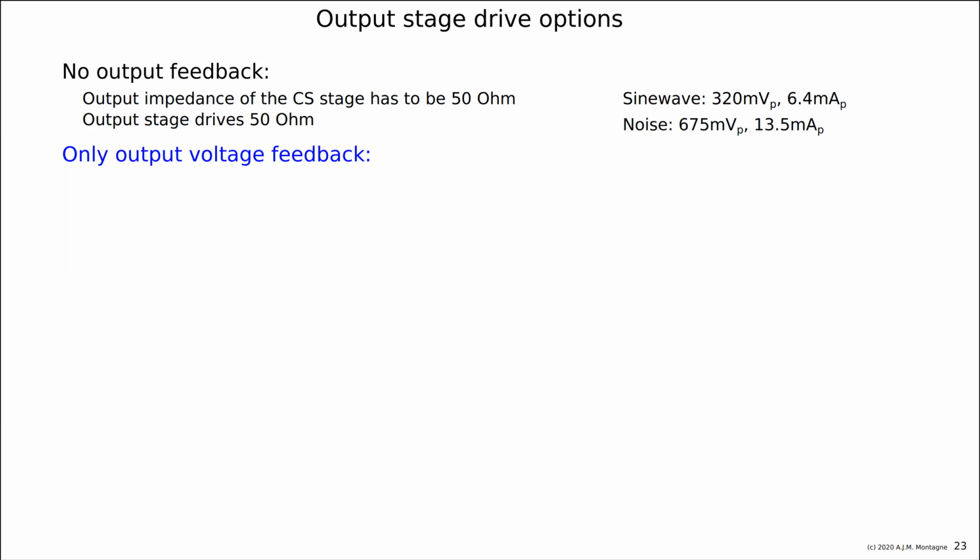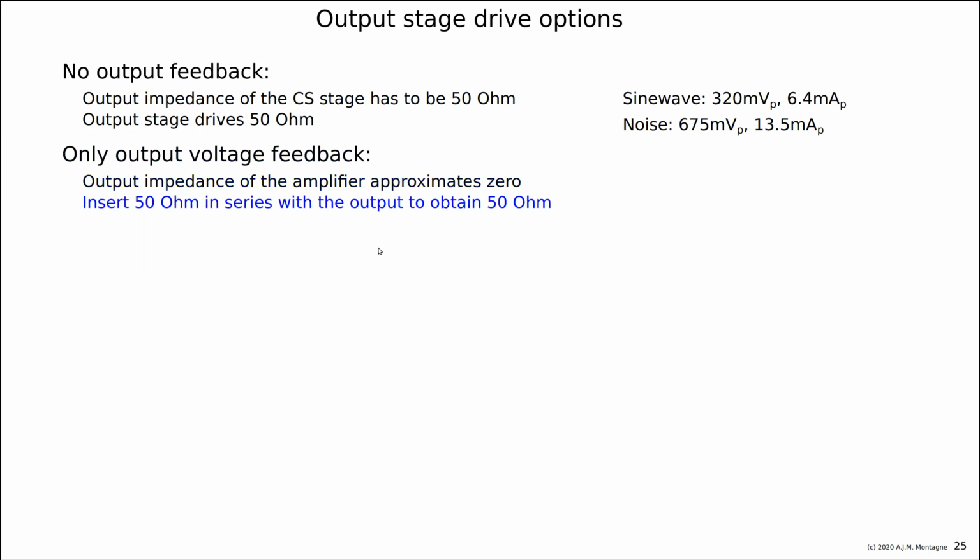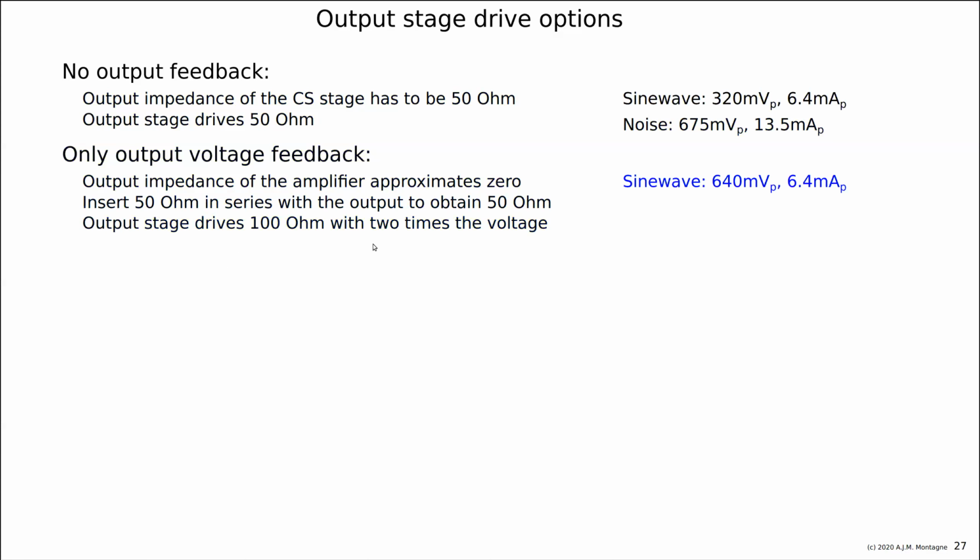This is usually called brute force impedance matching. You just put the impedance there that you want to have. So the output impedance of the amplifier would approximate zero in this case if we have effective output voltage feedback, and we need to insert 50 ohm in series with the output to obtain a 50 ohm drive for the cable. So the output stage drives effectively 100 ohms, which is 2 times the voltage. It needs to have 2 times the voltage. So you see it was 320 millivolt, and it is now 640 millivolt peak, which is 1.28 volt peak to peak.